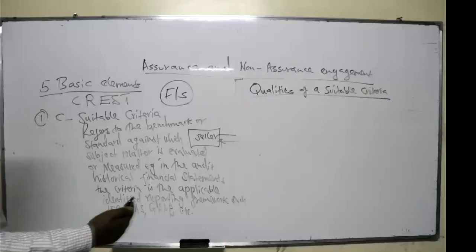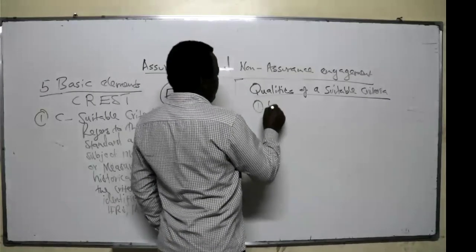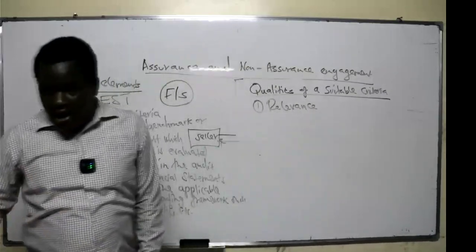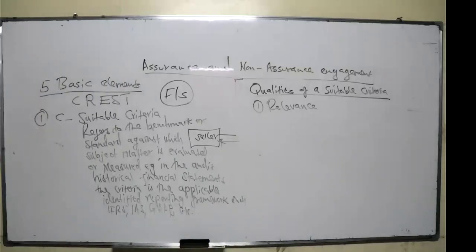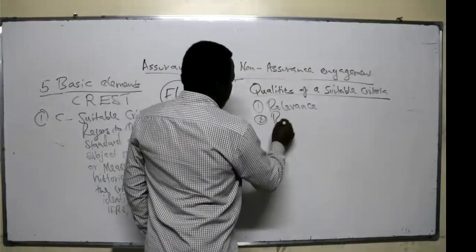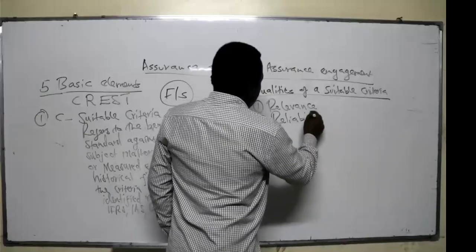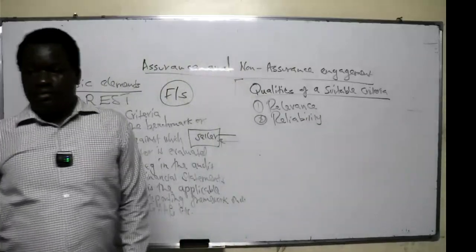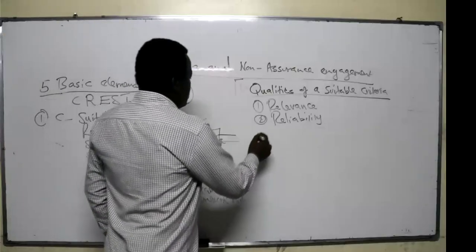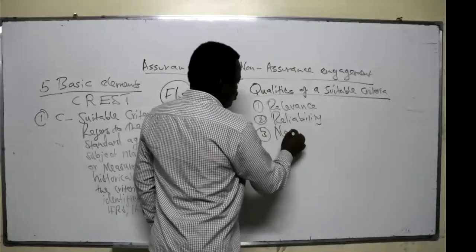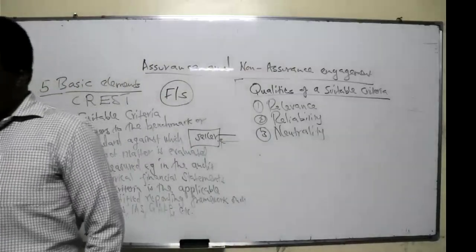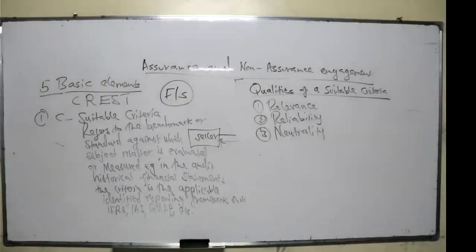We say, one, it must be relevant. Relevance: a good criteria needs to be relevant. It must be applicable in the context where there is a set objective that needs to be attained. A good criteria also needs to be reliable. Reliability: something that you can depend on to measure or evaluate the subject matter. The other one, a good criteria also needs to be neutral. Neutrality, not biased. It must be capable of obtaining objective, balanced reporting.